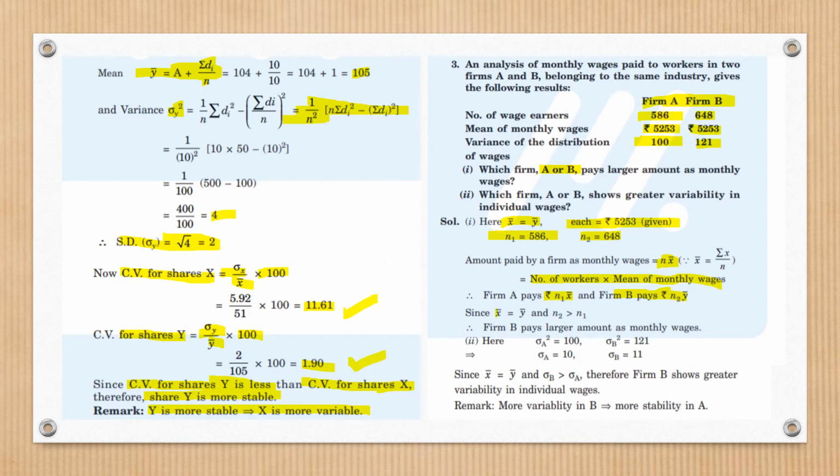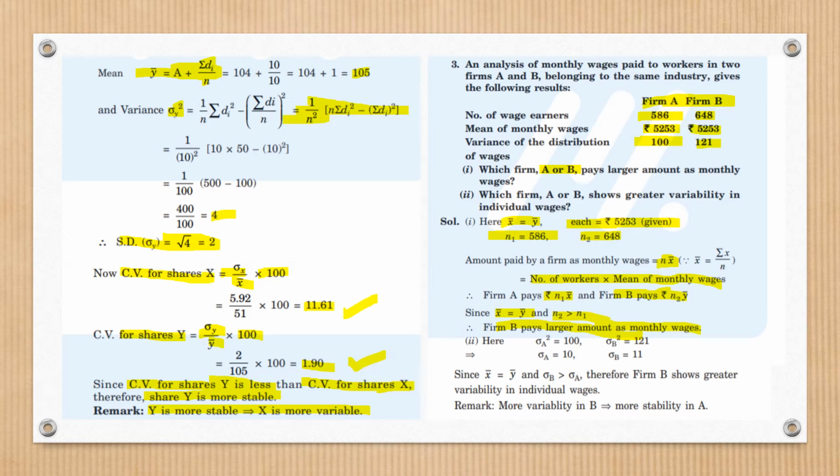Otherwise, since x bar is equal to y bar, and the number of persons in firm B is more, you definitely know that firm B will pay a larger amount as monthly wages. So you can either multiply and then check, or you can conclude this way also.